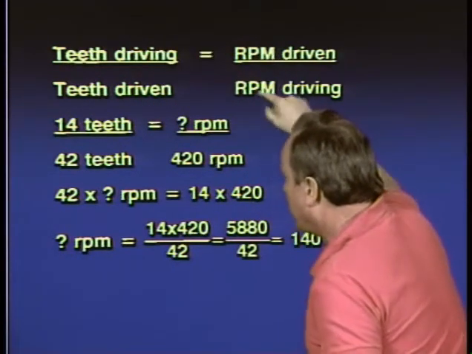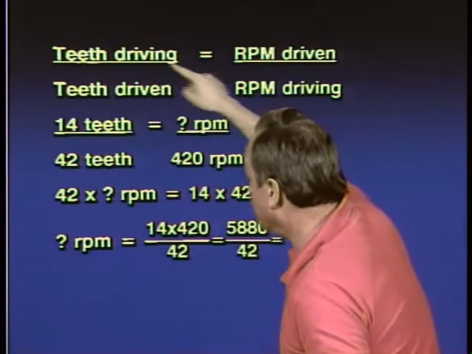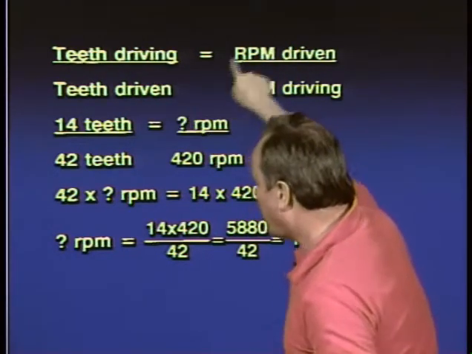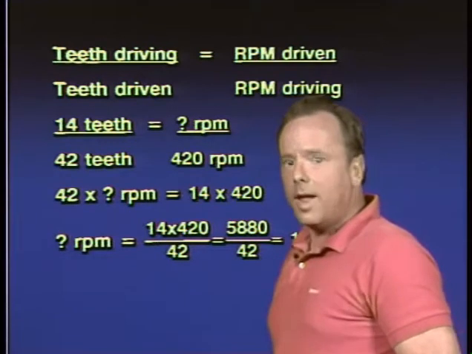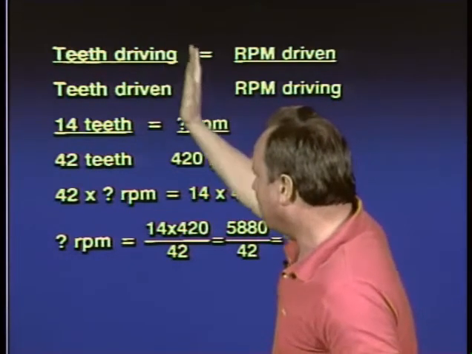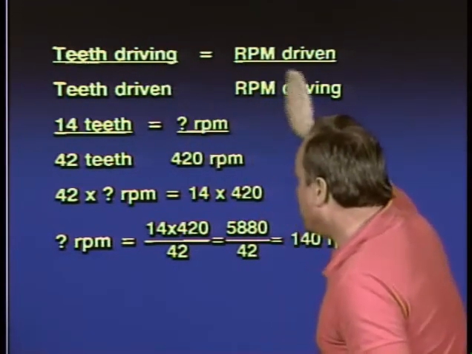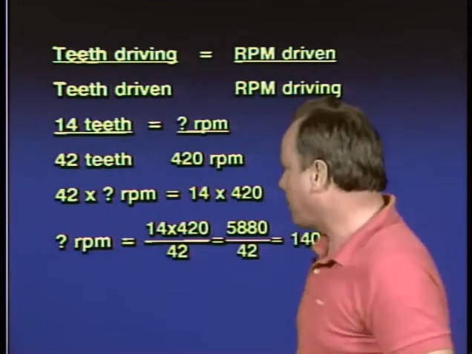So you see, when you're working with gear teeth and gear RPM, you cross the ratios here so that you have driving on top on this side and driving on the bottom on that side. And that's the thing for you to remember about that.